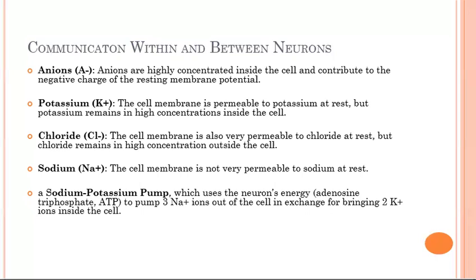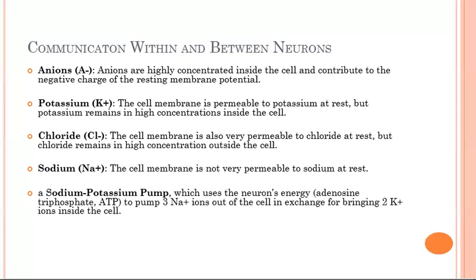Potassium is another one to consider. The cell membrane is permeable to potassium at rest, but potassium remains in high concentrations inside the cell. Diffusion pushes potassium outside the cell because it is in high concentrations inside the cell. However, electrostatic pressure pushes potassium inside the cell because of the positive charge of potassium, and that positive charge is attracted to the negative charge inside the cell. In combination, these forces oppose one another with respect to potassium.